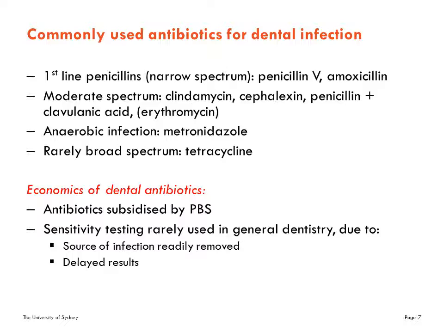Antibiotics recommended for use to control dental infections are fairly limited. They include first-line penicillins, which are narrow-spectrum antibiotics, including penicillin V and amoxicillin. For moderate spectrum, antibiotics such as clindamycin, cefalexin, and penicillin plus clavulanic acid are useful. Some dentists may also prescribe erythromycin, but resistance from all organisms is increasing. For anaerobic infections, such as bacteria in gum disease, metronidazole is useful. And rarely do we use broad-spectrum antibiotics such as tetracycline.